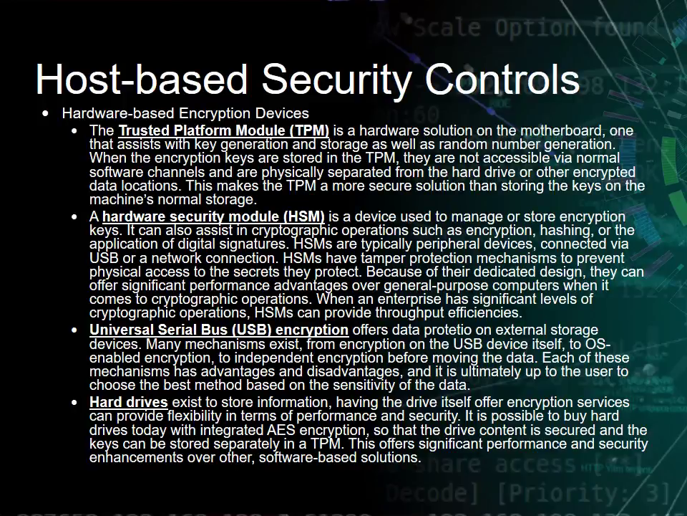A hardware security module is a device that is used to manage or store encryption keys. It can also assist in cryptographic operations such as encryption, hashing, or the application of digital signatures. HSMs are typically peripheral devices connected via USB or network connection. HSMs have tamper protection mechanisms to prevent physical access to the secrets they protect.